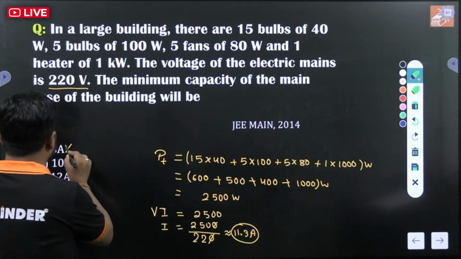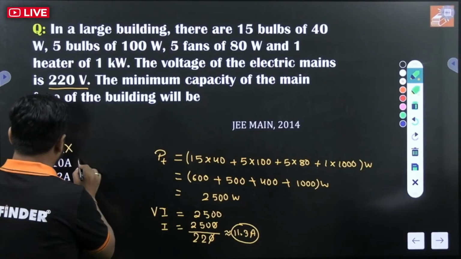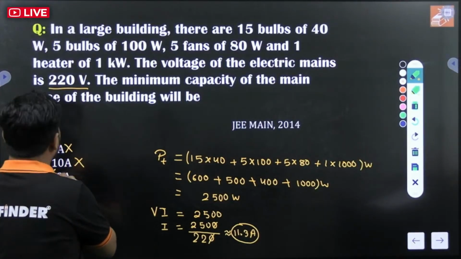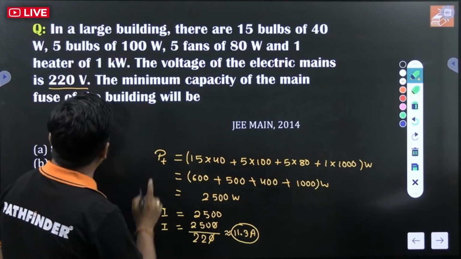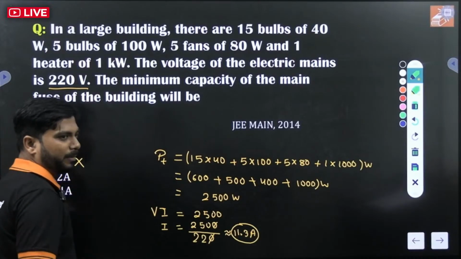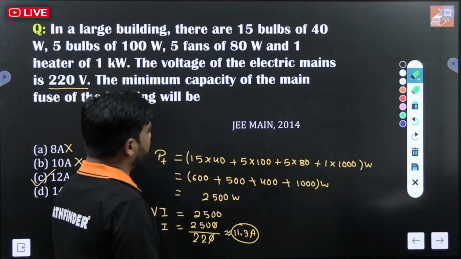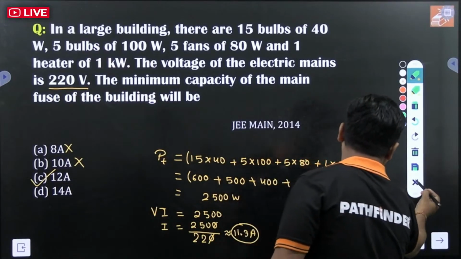So this value is cancelled. This value is also out, you cannot make a fuse. So answer will be C, because they have asked the minimum capacity of the main fuse. So 12 ampere will be your answer. Next. Very easy question. Let's move to the next one.